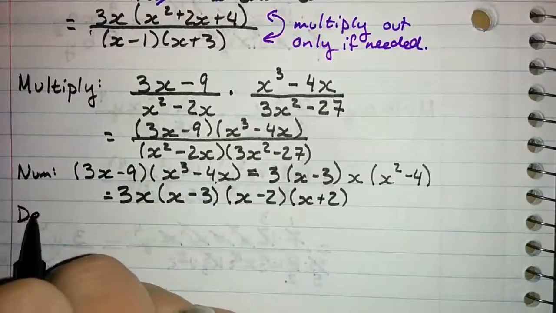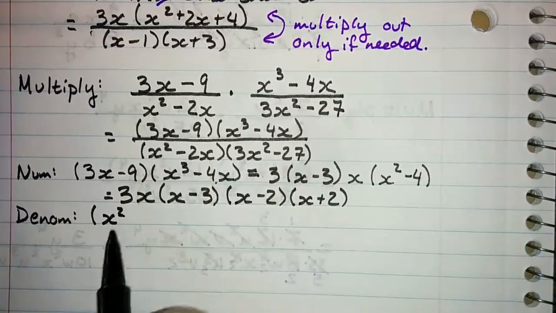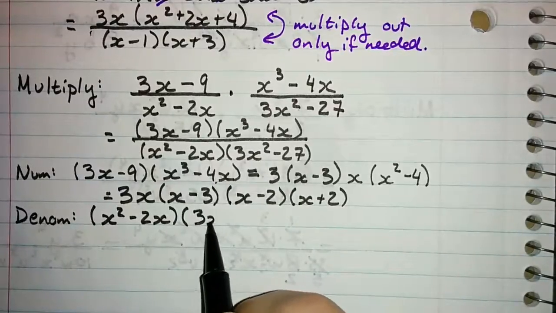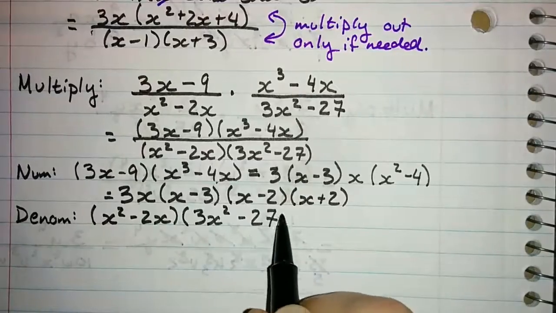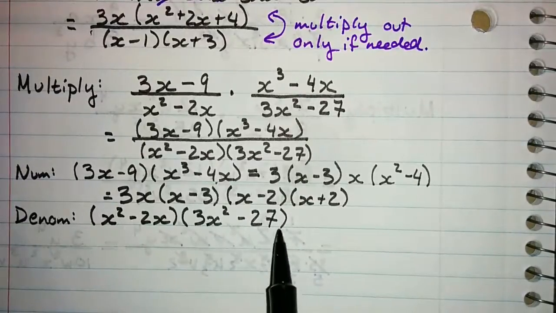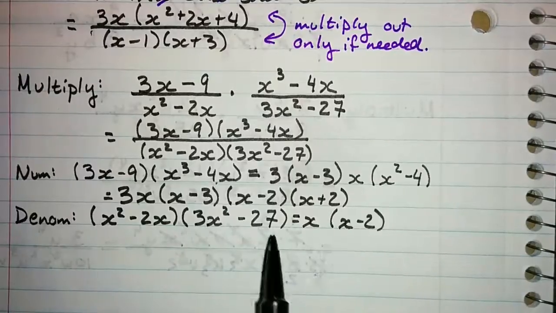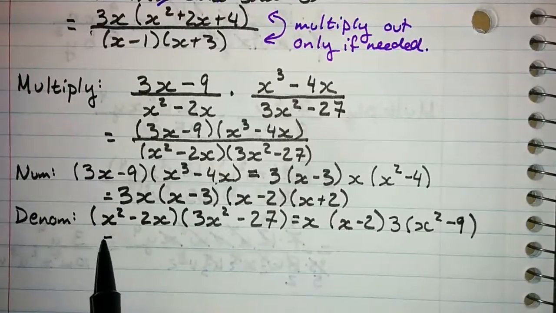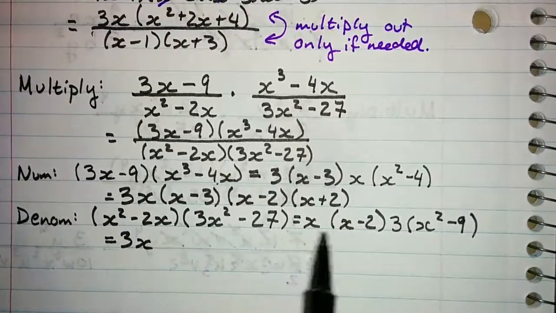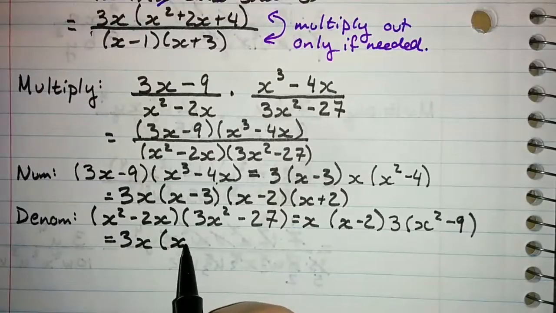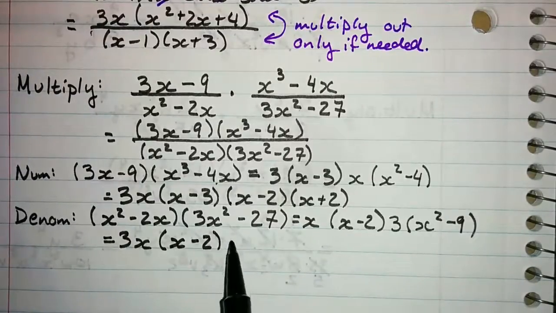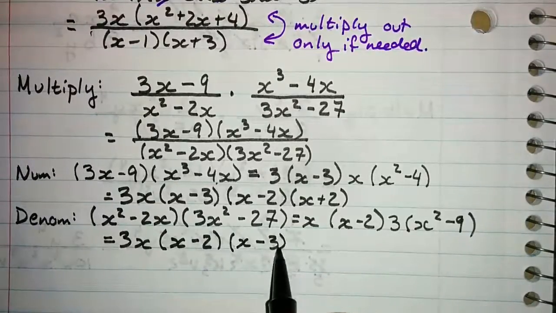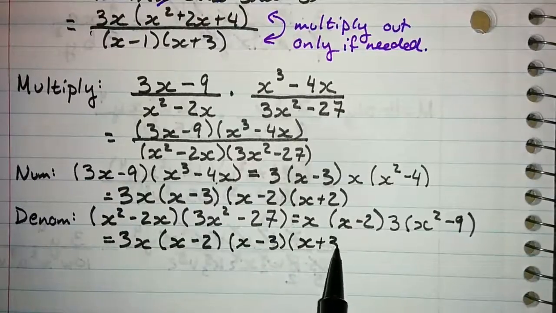How about the denominator? Currently factored as x squared minus 2x times 3x squared minus 27. This first factor I can factor out a common x. The second factor I can factor out a common 3. Now again I'll write my common monomial factors at the beginning. X minus 2 I can't factor anymore. X squared minus 9 is a difference of squares. I can factor it as x minus 3 times x plus 3. All right.